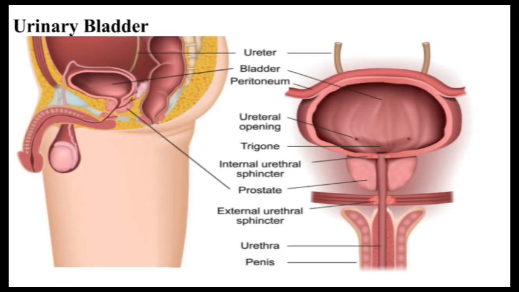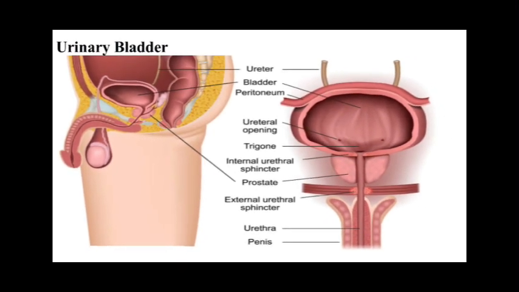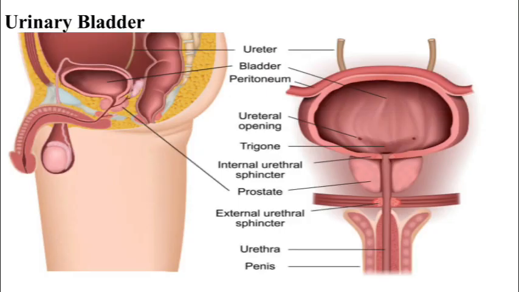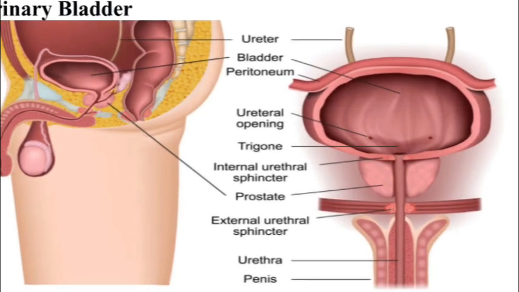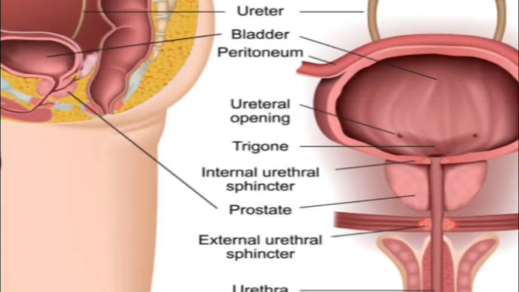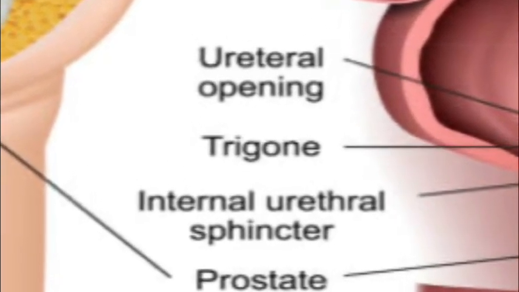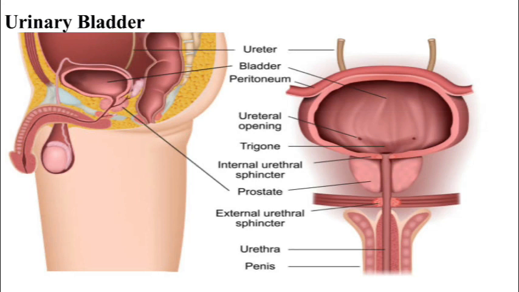Right here is an illustration of the urinary bladder of the male. This is the sagittal section through the pelvis of the male, and you can see the urinary bladder there. You also have a section through the urinary bladder. The urinary bladder is a hollow viscus with strong muscular walls. It is characterized by its distensibility. So it's highly distensible. It can expand as it fills up with urine.